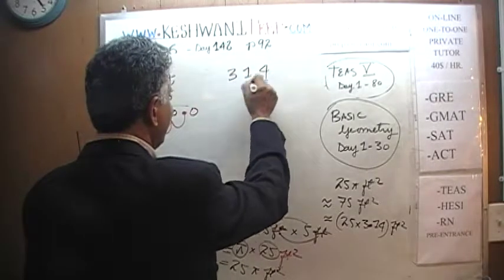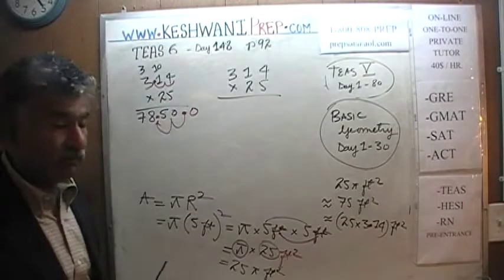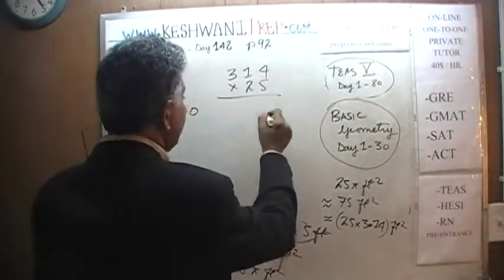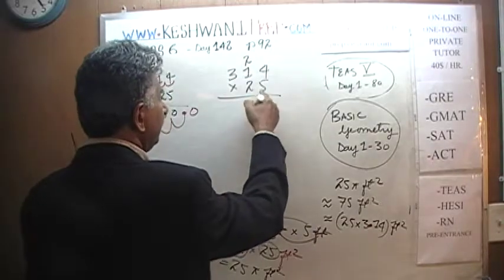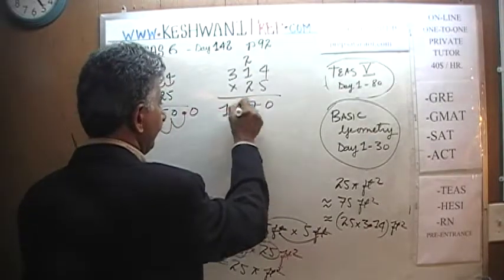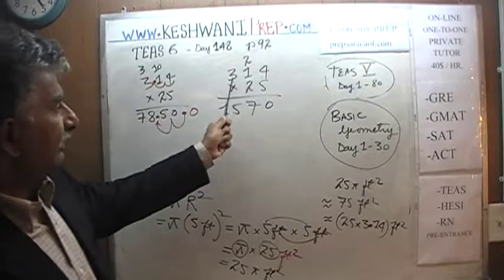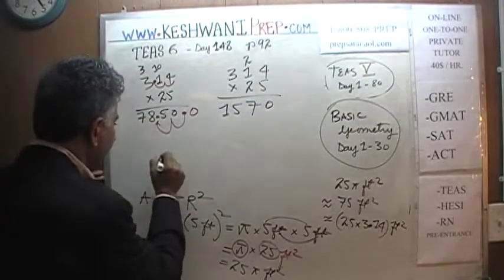314 times 25. Let's do one digit at a time if you like. 5 fours are 20. 0. Carry 2. 5 ones are 5 plus 2 is 7. 3 fives are 15. This is how we say it.